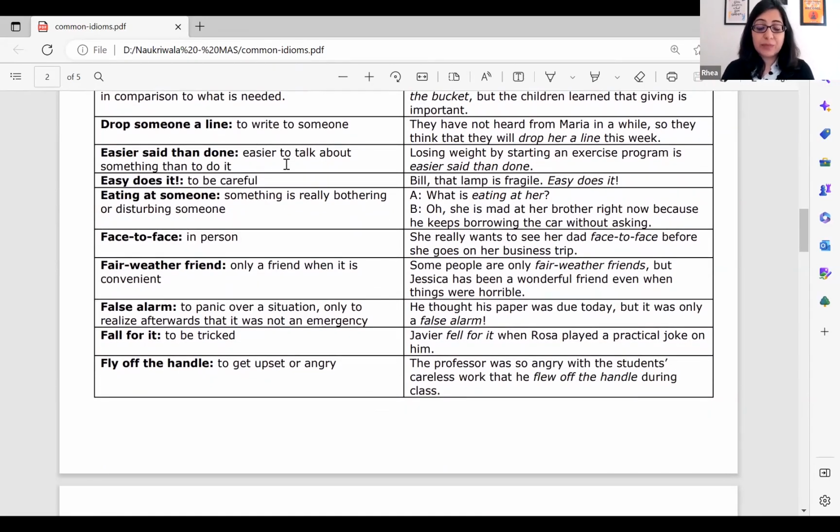Easier said than done, which means it's easier to talk about something than actually doing it. We say, right? आप तो बोल दोगे, बोलने के लिए बहुत आसान है, करने के लिए मुश्किल है. That is what is easier said than done. So, for example, losing weight by starting an exercise program is easier said than done.